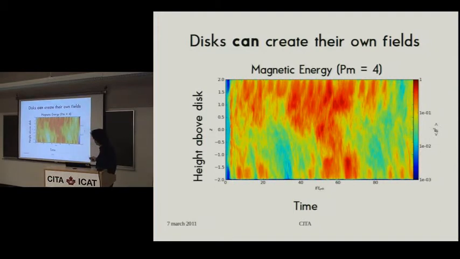So this is the magnetic energy now. These plots are sort of space-time diagrams. So this is the z direction integrated in x and y.